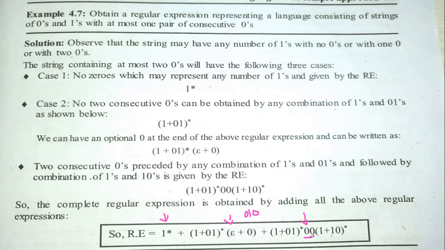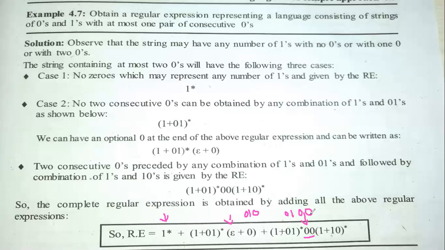Observe very carefully. At most one pair of consecutive zeros, they are saying. If you are including the consecutive zero, we make it the center, and the prior and the last parts also have some set of conditions. What kind of condition? Same condition: 1 plus 0, 1, whole star. So any number of 1s we may get, or any number of 0, 1 we may get, followed by 0, 0. Then what you get? 0, 1.